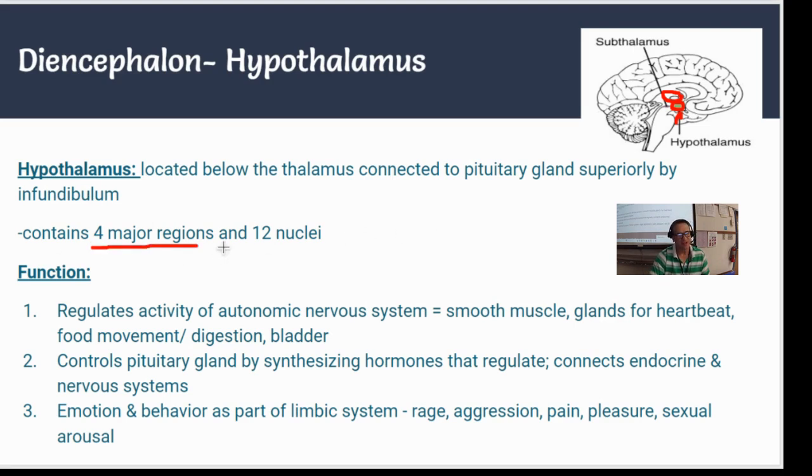Contains four major regions and 12 nuclei. Once again, previous exams, you didn't need to know that. You can write it down if you want, but if it's not on your quizzes that I give you, it won't be on the test.